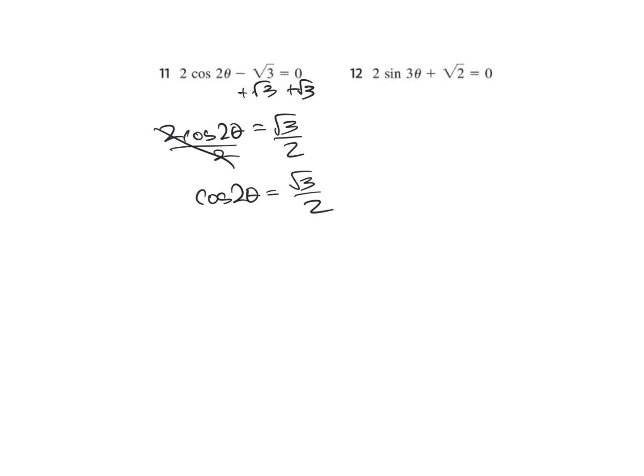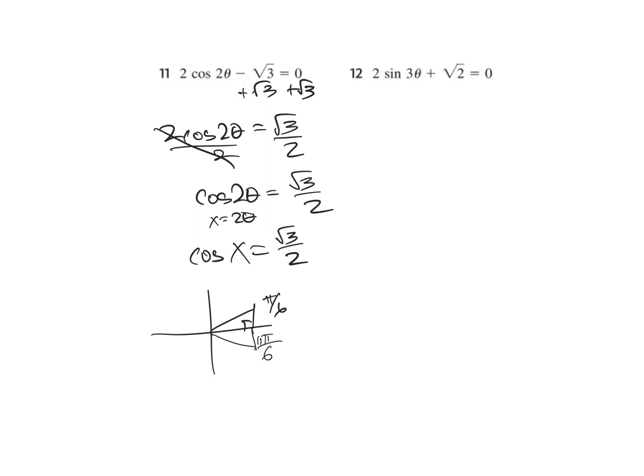So how do you solve this? You solve as if it was the cosine of, we'll say cosine of x. We'll say let x equal 2 theta. So where's the cosine of x equal to the square root of 3 over 2? That's your long leg. So 30 degrees, which is pi over 6. And then also down here at 11 pi over 6.